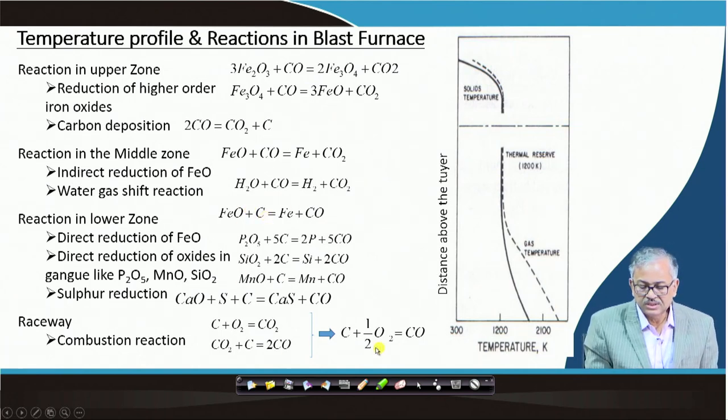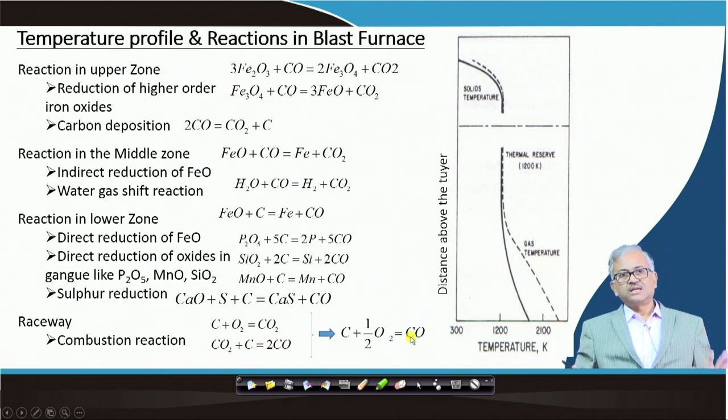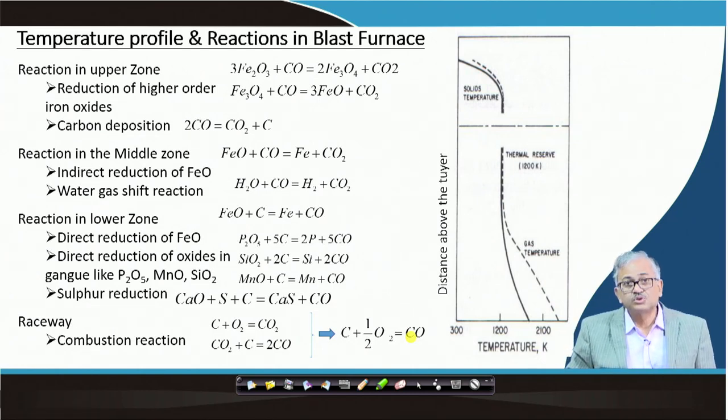And in the combustion region, as I said, first there is C plus O2 forming CO2, and the CO2 in the presence of carbon forms the CO gas, because CO is the most stable at higher temperature. So finally, if you combine these two reactions, you can get this. So these are, just at a glance, the reactions that take place in the blast furnace. Of course, all these reaction details will come later on.